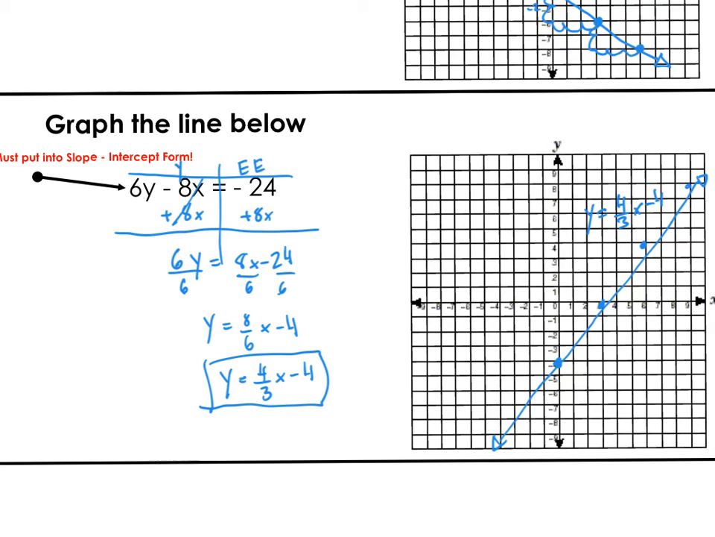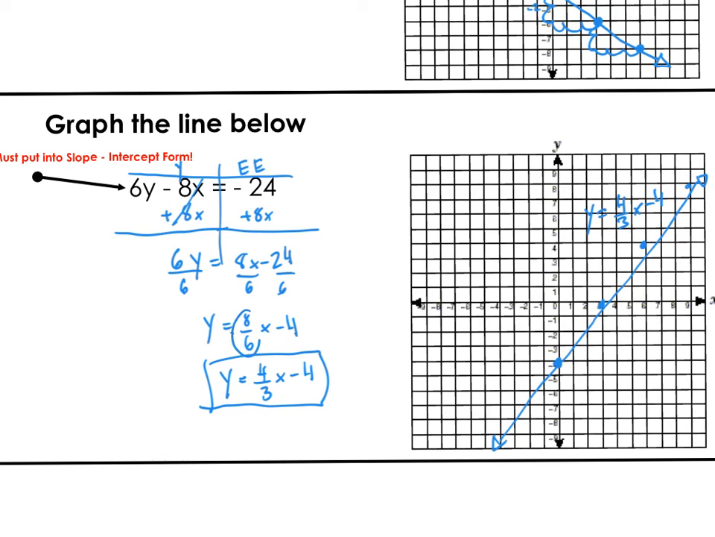All right, if you've done this correctly, what you first started by doing was adding the 8x over. And I know you didn't see that coming because the 8 is usually on the other side. We usually see this reversed. But first we added 8x to both sides because we want to get y by itself, so that's why we moved the 8. We got 6y equals 8x minus 24. We divide everything by 6, and you should have gotten y equals 8/6 x minus 4.